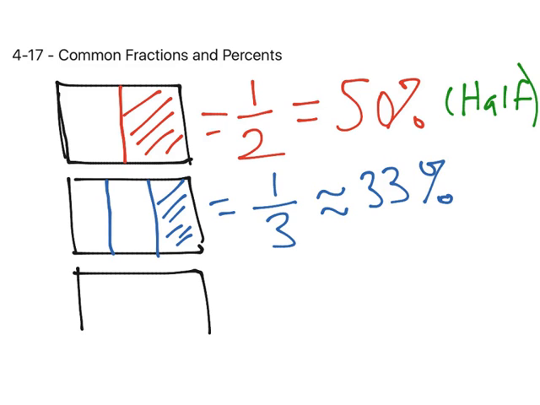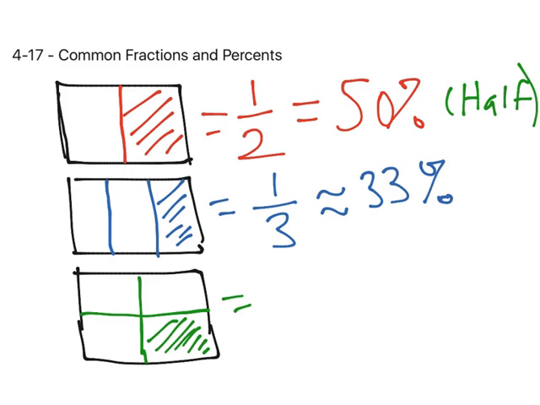If we take our cake and we cut it into 4 pieces, and we take one slice, that's 1/4, which is exactly 25%. So that's 1/4.